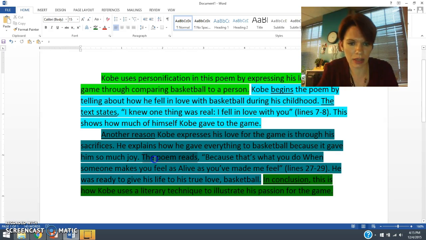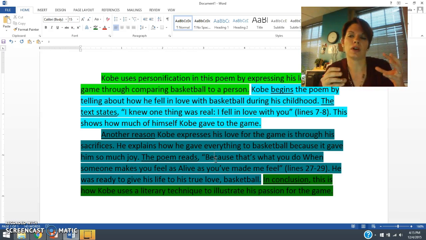And what I did, guys, is I underlined some of the transition words and phrases I used throughout, which again, the purpose of those is to help the reader keep track of the ideas as they go.